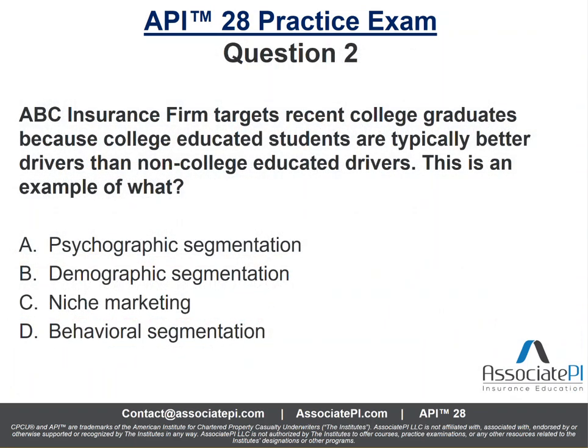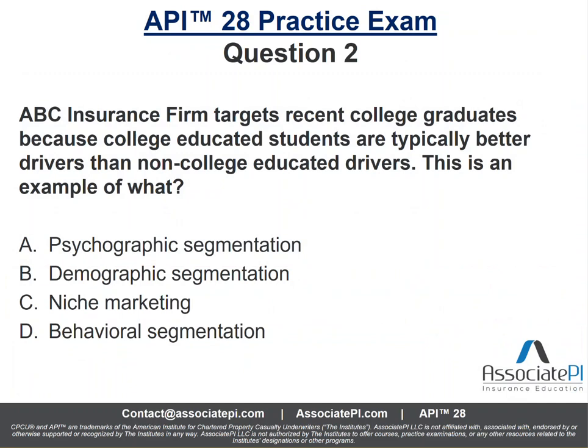And question number two, this is a sample exam question you might see from part A or part B of your exam. You can see it's formatted in the structure that I mentioned, saying, this is an example of what? So it gives you a scenario, then it asks, what does this exemplify? So this question says, ABC insurance firm targets recent college graduates because college educated students are typically better drivers than non-college educated drivers. This is an example of what? And it gives you a couple different answer options here.